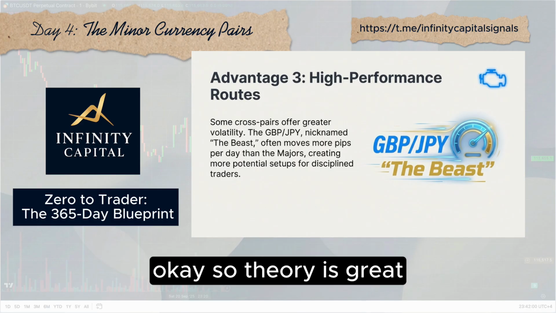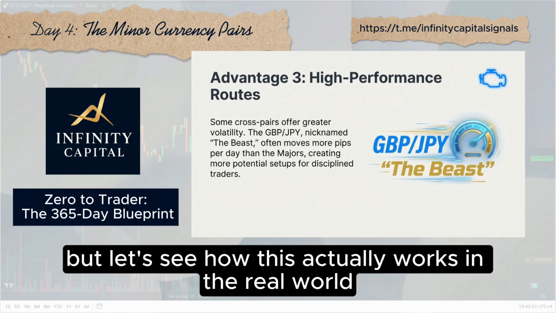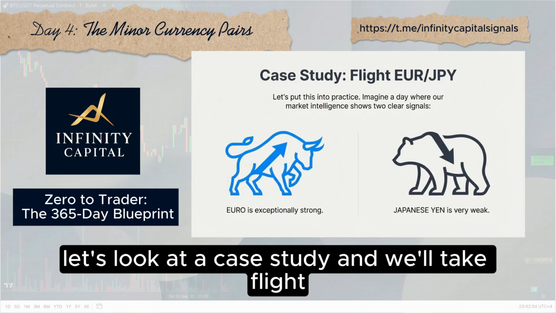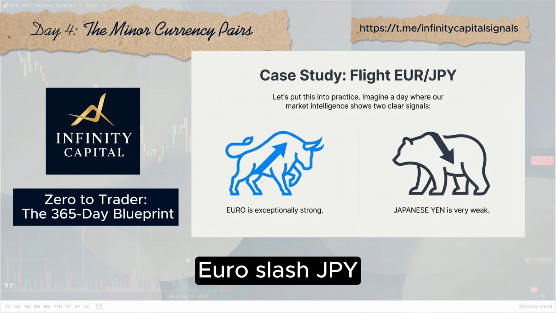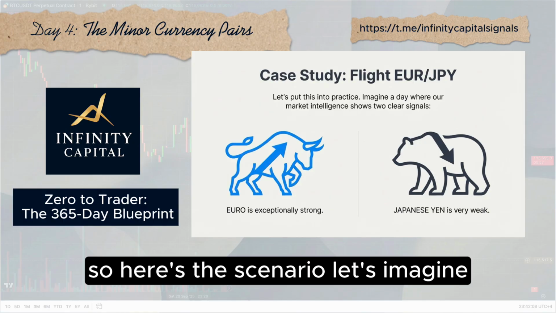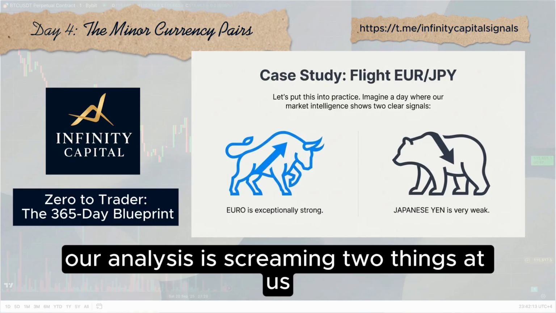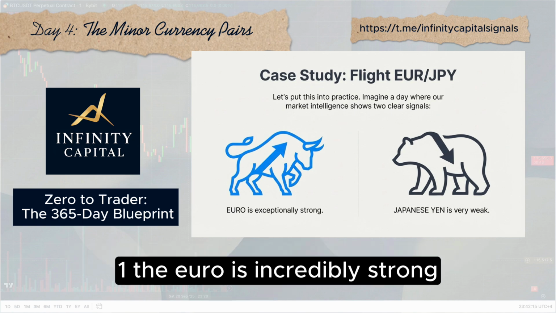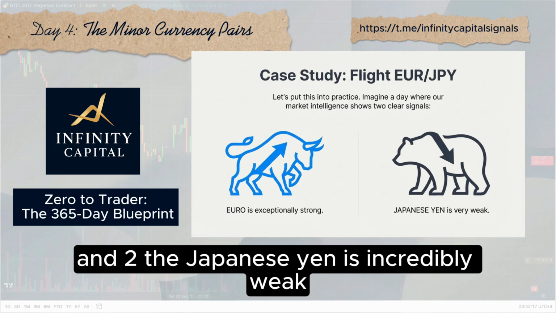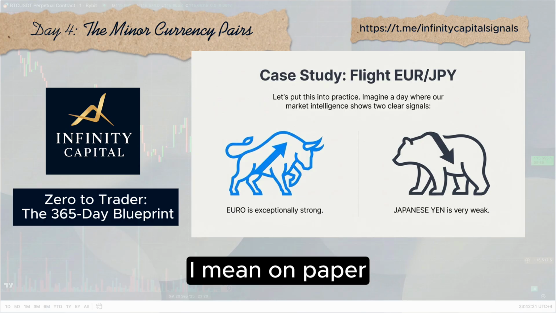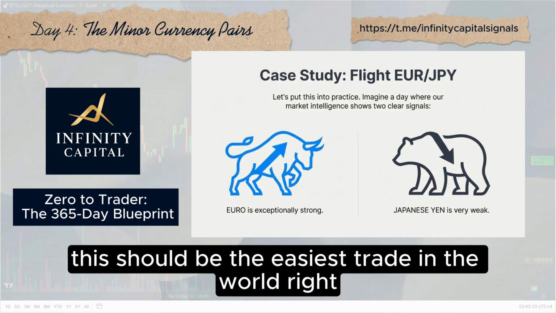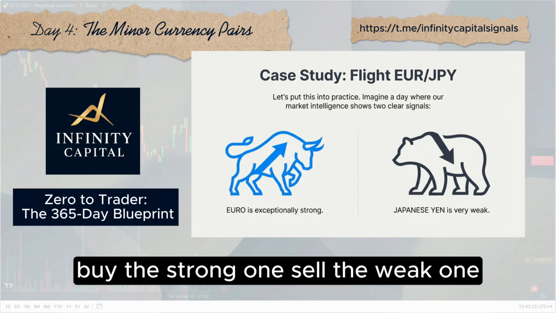Okay, so theory is great, but let's see how this actually works in the real world. Let's look at a case study and we'll take flight to the euro/JPY. So here's the scenario. Let's imagine our analysis is screaming two things at us. One, the euro is incredibly strong, and two, the Japanese yen is incredibly weak. I mean, on paper, this should be the easiest trade in the world, right? Buy the strong one, sell the weak one.